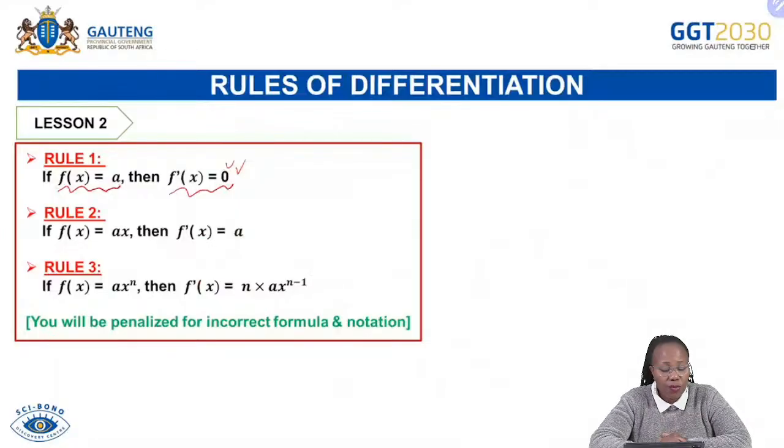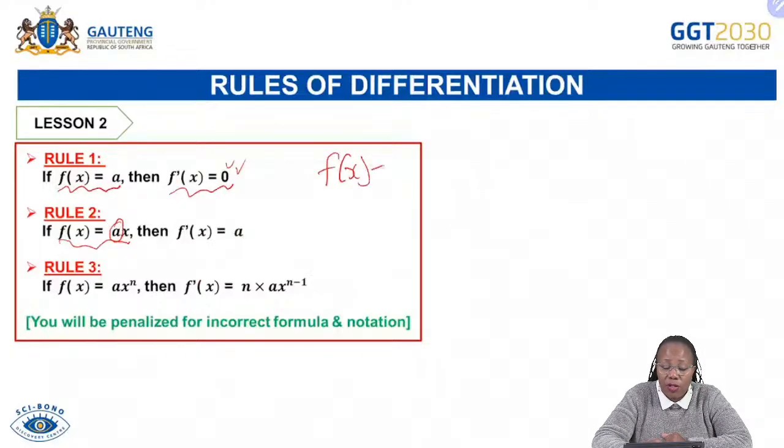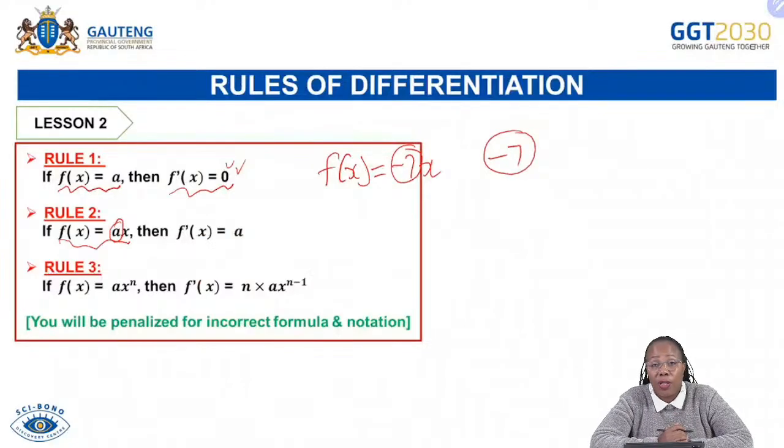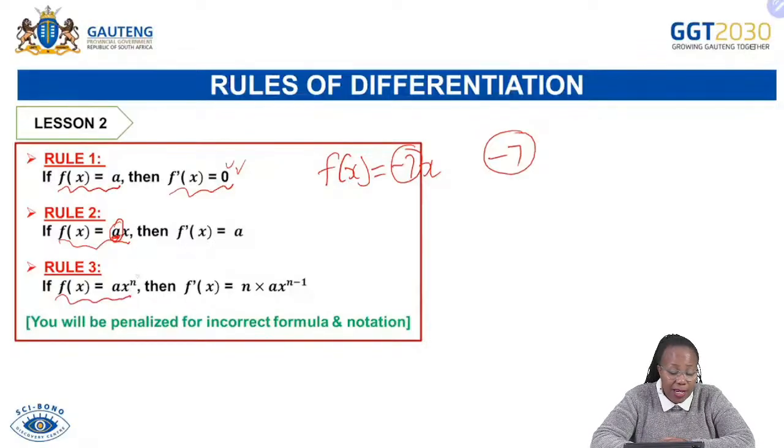And then rule number 2 now: if you are given f at x being ax, then the derivative will be the coefficient a. I've shown you with f at x equal to minus 7x, that the answer will be minus 7. That is how we can identify our answer using the rules now. So that means the coefficient of that a will be your answer. And then rule number 3, now we are continuing with this one. If we are given f at x is a x to the power n, the rule says you'll be taking n, you multiply with an a, as you can see there.